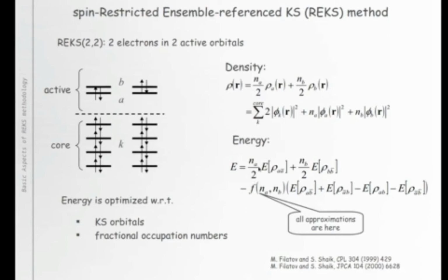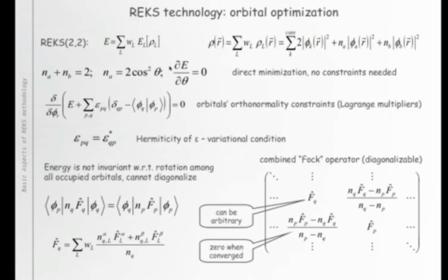So, simultaneous optimization with respect to orbitals and fractional occupation numbers. For formality, I use open-shell SCF for that case. Optimizing occupation numbers is an easy problem. I eliminate one of them by the constraint that I should have two electrons within the active subspace.